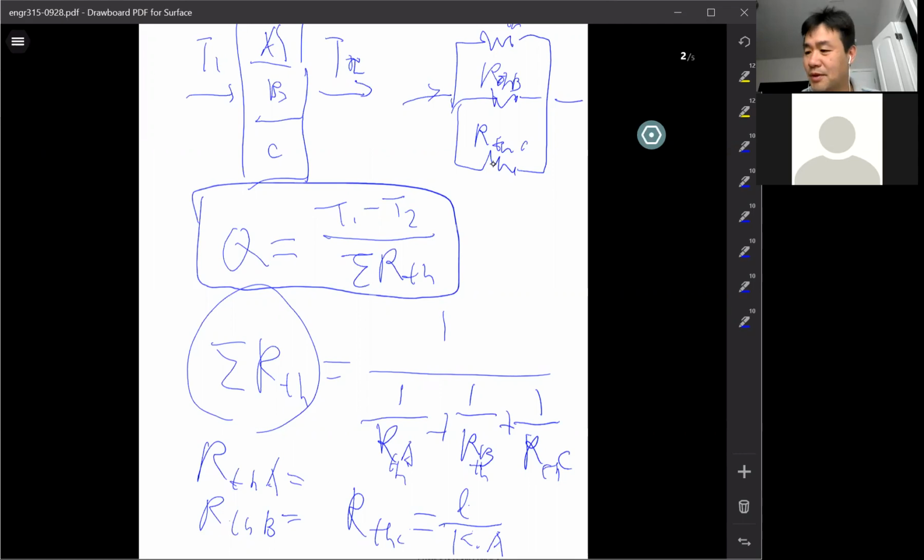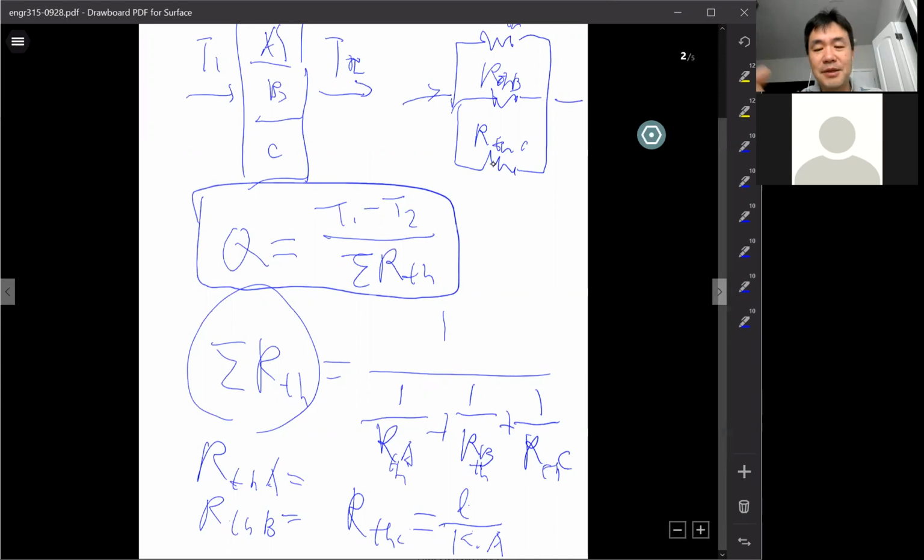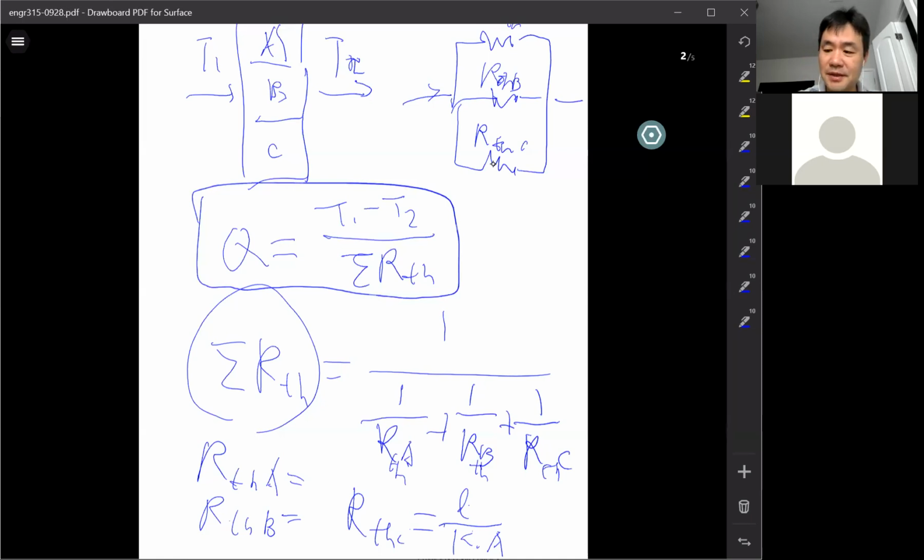We borrow this idea from the electrical circuits, in which the current I equals the voltage divided by the resistance, right? So it's a similar idea here. The delta T is similar to the voltage. Q is like the electrical current. And the thermal resistance is similar to the idea of the electrical resistance, okay?